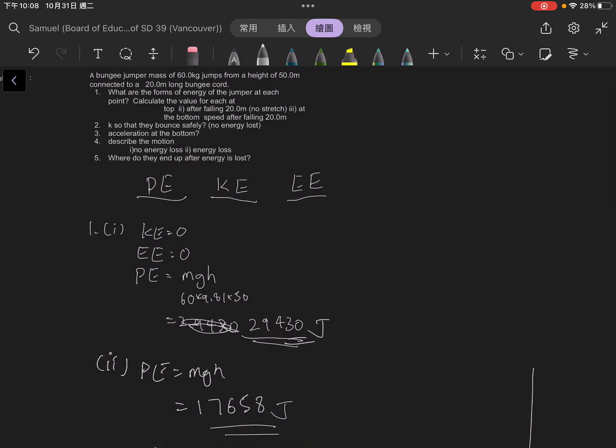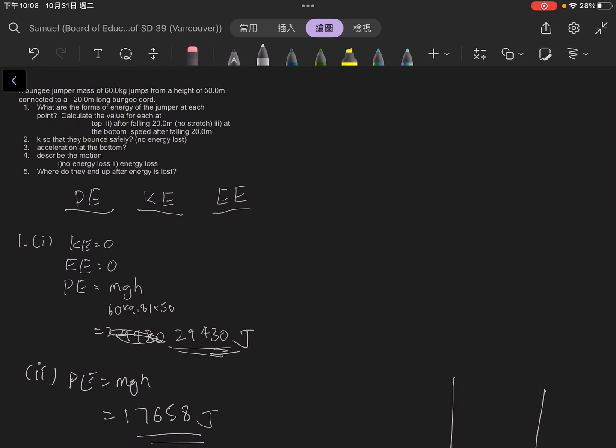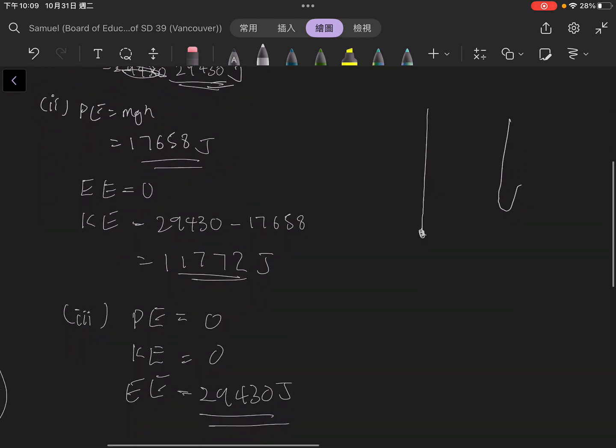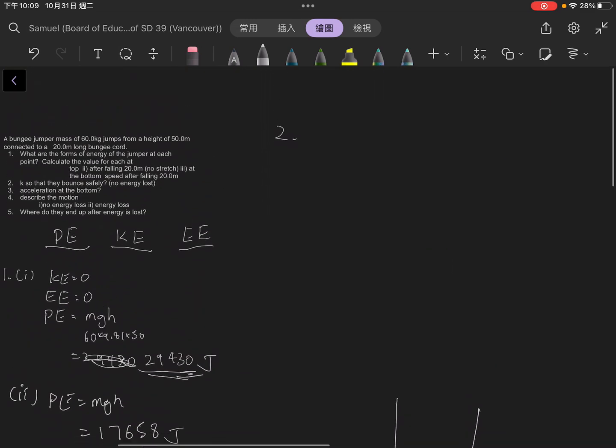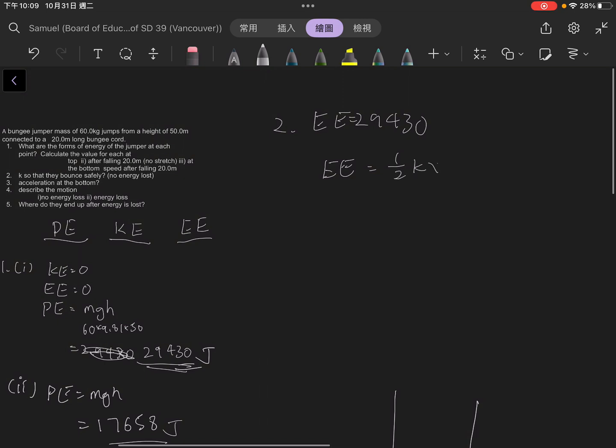Second question: what is K, the spring constant of the cord, if they bounce safely? This is a bit of a simple harmonic motion question, but it's fine. Most importantly, we can use the value from the last part, that EE at the bottom is 29,430. At this point, you can just use the equation that relates the spring constant to the elastic energy: EE equals 1 over 2 kx squared.